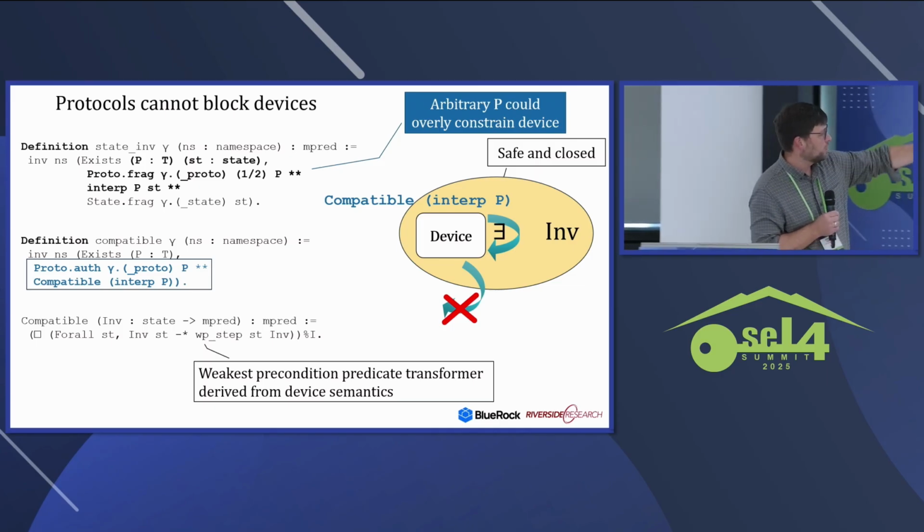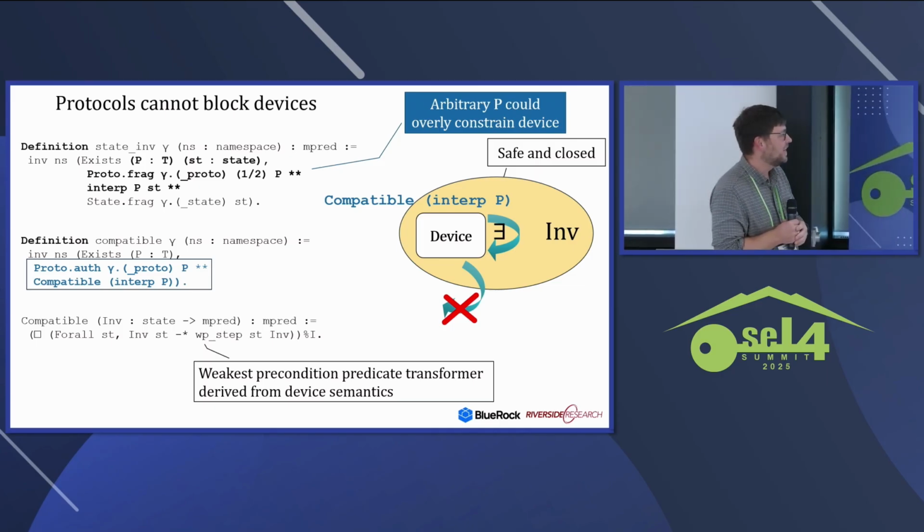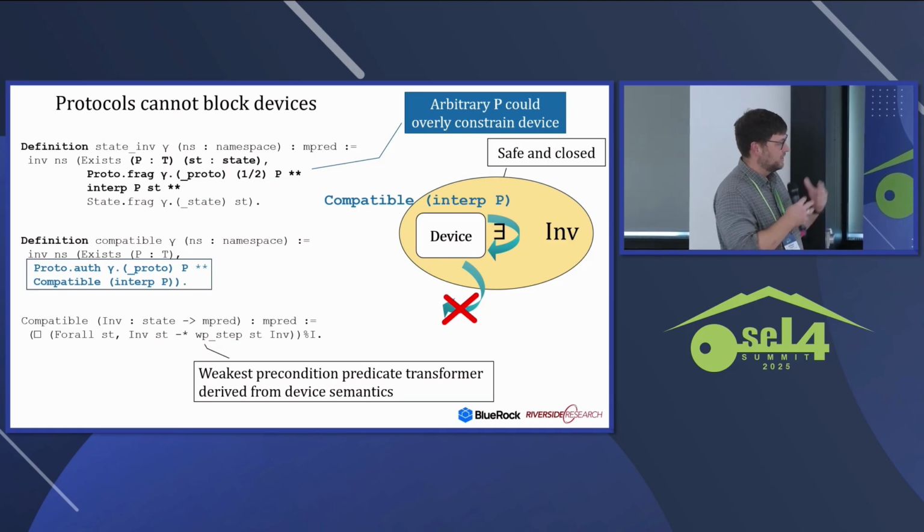And there's a picture of what's going on on the right hand of this slide. You can think of interp P as the predicate that holds for a given point in the device's operation, and we want to make sure that the device's steps are safe and the device can never exit the invariant.